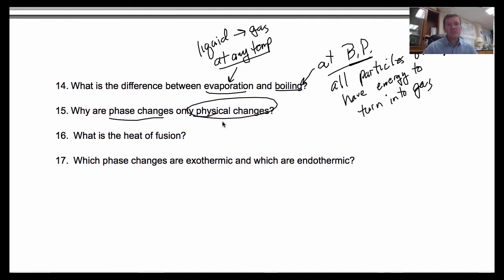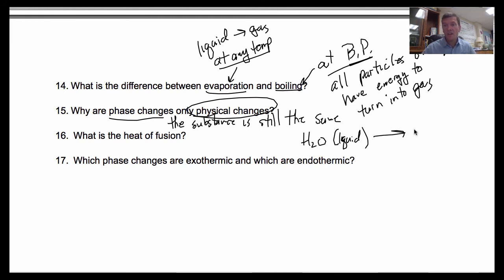Phase changes, those are only physical changes because the substance is still the same. Okay? So H2O can be a liquid, or you can heat it up, boil it, but when it turns into a gas, it's still H2O. The formula is the same. It's just that the particles have pulled away from each other and have spread out as a gas. Whereas in a liquid, they lose some energy, they have less energy, and they're pulled together and attracted to each other. So it's a physical change because you haven't changed the chemical nature of it.